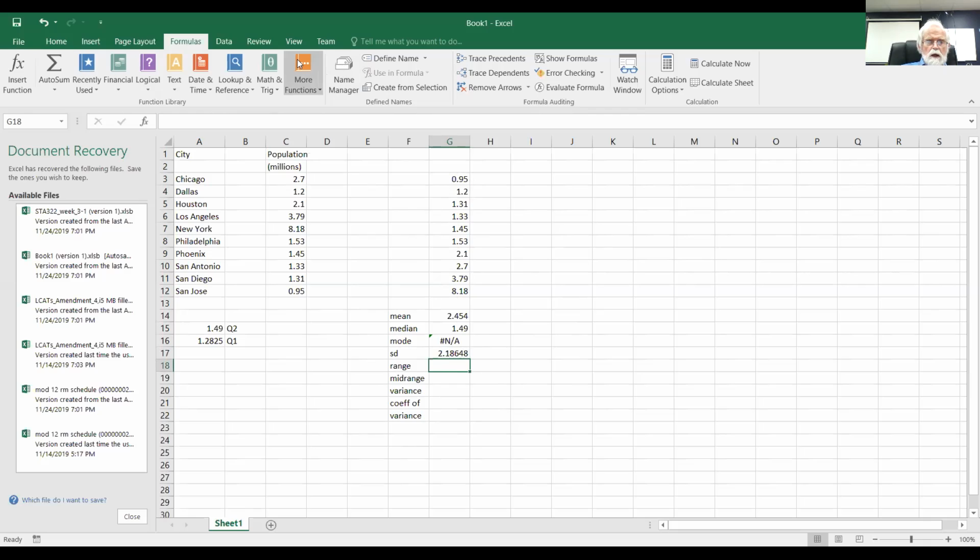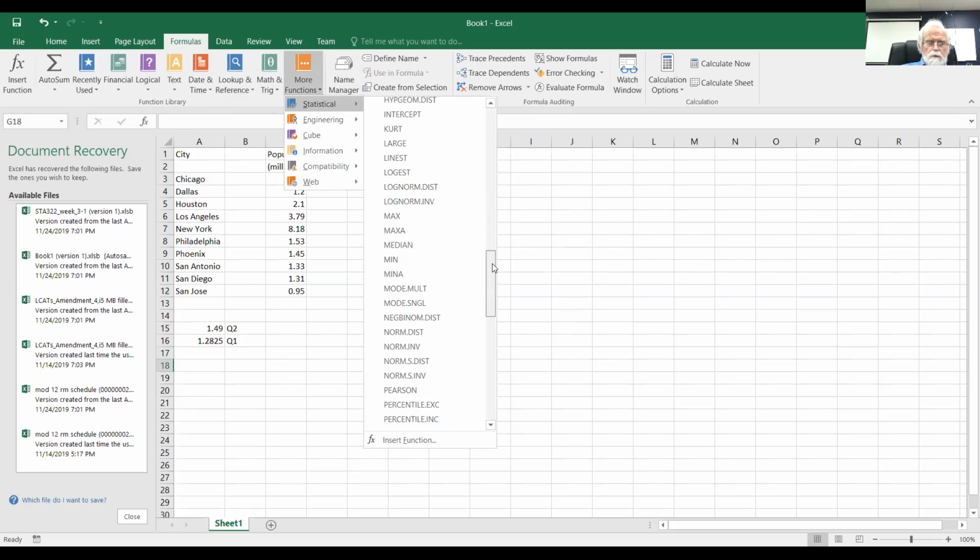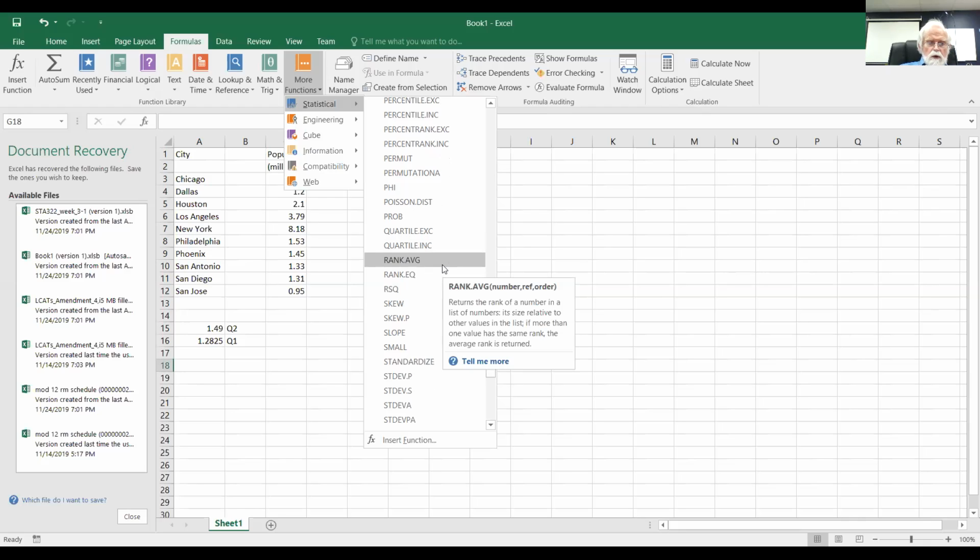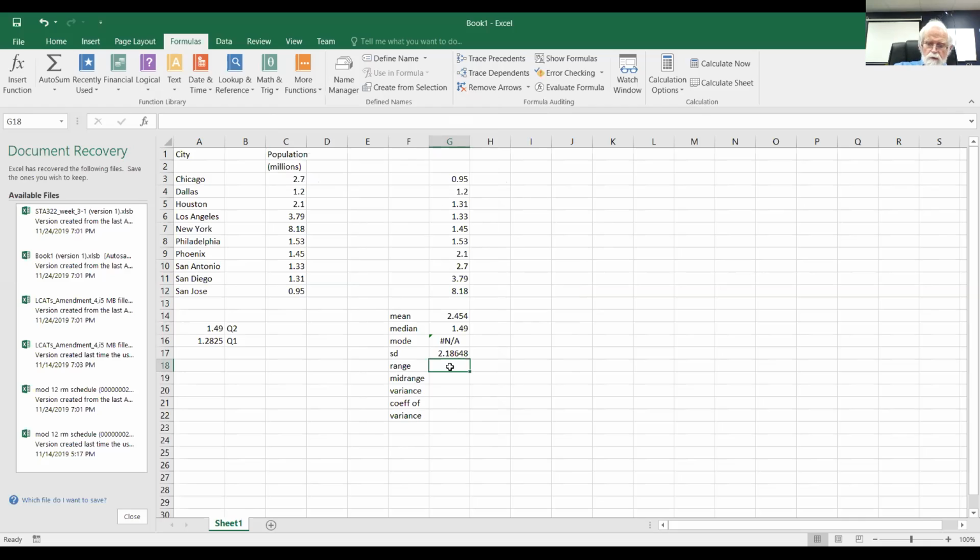So let's see if we have a statistical function for range. If we come in here, we go straight from quartile to rank. So range is not the one. What Excel has done is basically said, okay, it's easy enough to calculate range, so we'll let you do that. It's going to be equals G12 minus G3. And we enter that, and the range is 7.23.